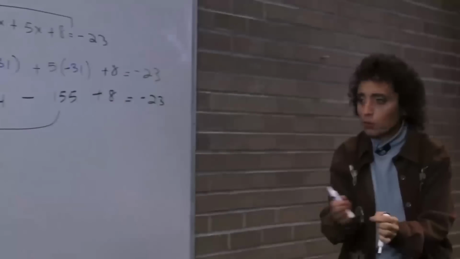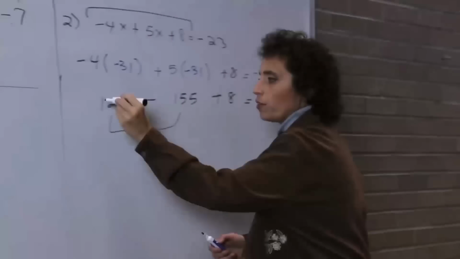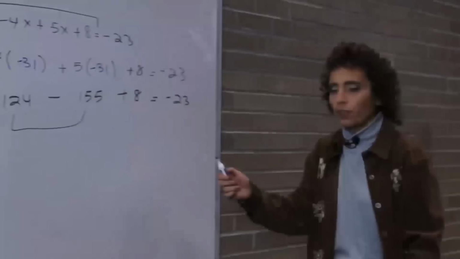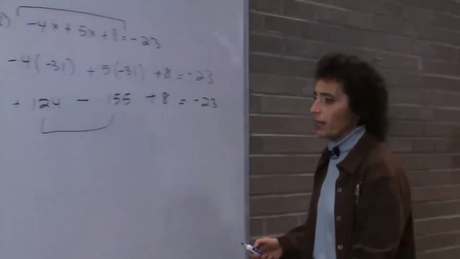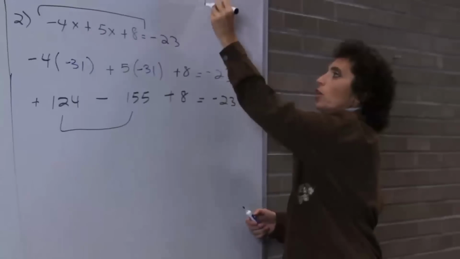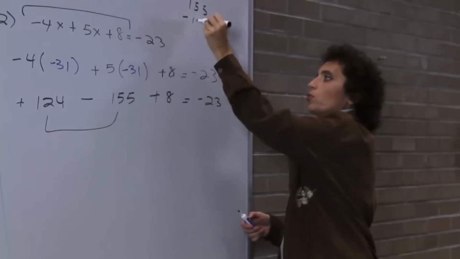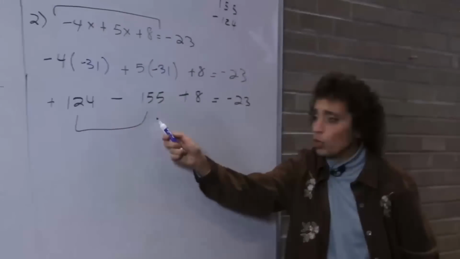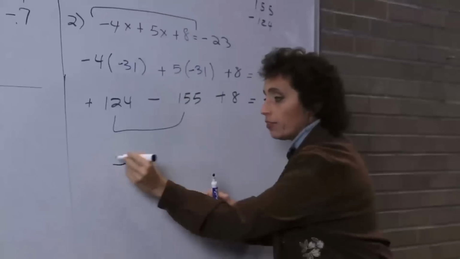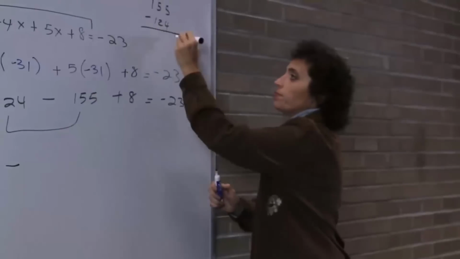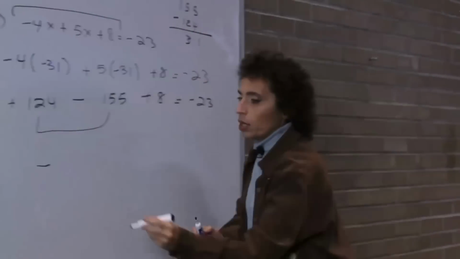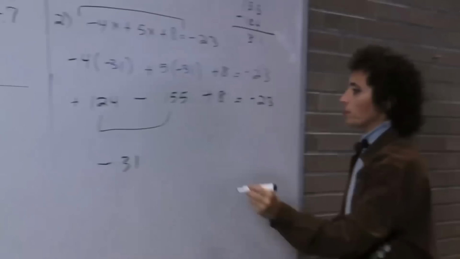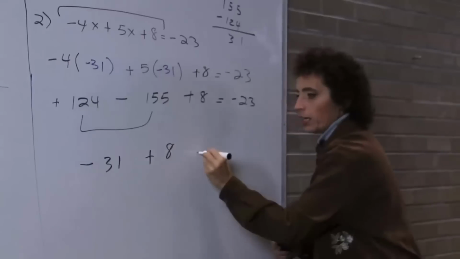Now we got to think money, because I'm combining. I have 124, but I owe 155, so I'm going to have to subtract that. Okay, and when I subtract, just so you know, the bigger number always goes on top. It doesn't matter which number comes first. I have 124, but I owe you more money, so this is definitely going to be negative. I'm subtracting. You get 31. Negative 31 plus 8 equals negative.